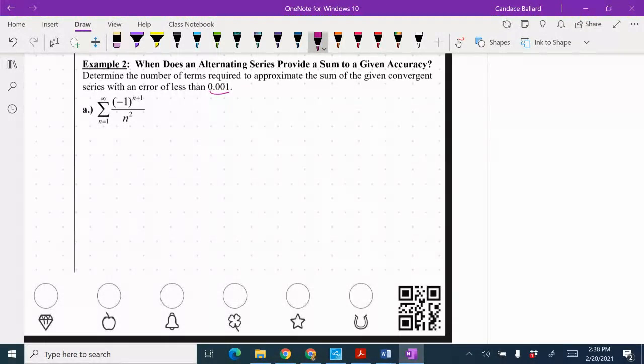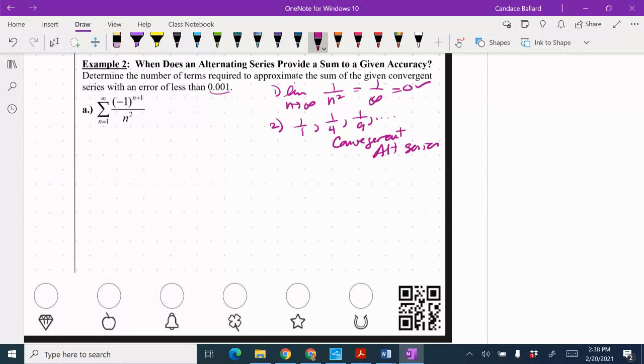The first thing we really should do is make sure that we actually have an alternating series here that's convergent. So step one in determining that is the limit as n approaches infinity of the absolute value of that series, 1 over n squared. So that definitely equals 0, and our first condition is satisfied. Then we just have to make sure our terms are decreasing. So 1 over 1, when I put a 2 in, I would get 1 over 4. When I put a 3 in, I get 1 over 9. So I definitely am decreasing. So this is definitely a convergent alternating series.